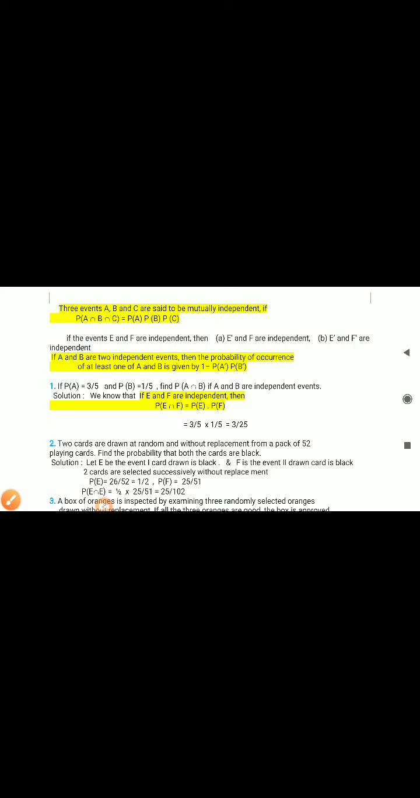Now an example: if P(A) is 3 by 5 and P(B) is 1 by 5, find P(A ∩ B) if A and B are independent. We know that if E and F are independent events, then P(E ∩ F) is equal to P(E) × P(F). So P(A ∩ B) will be equal to P(A) × P(B). P(A) is 3 by 5, multiplied by 1 by 5, you get 3 by 25.